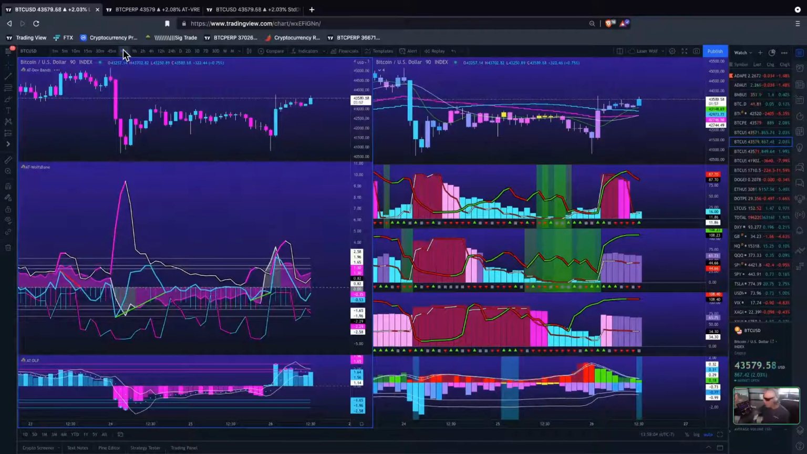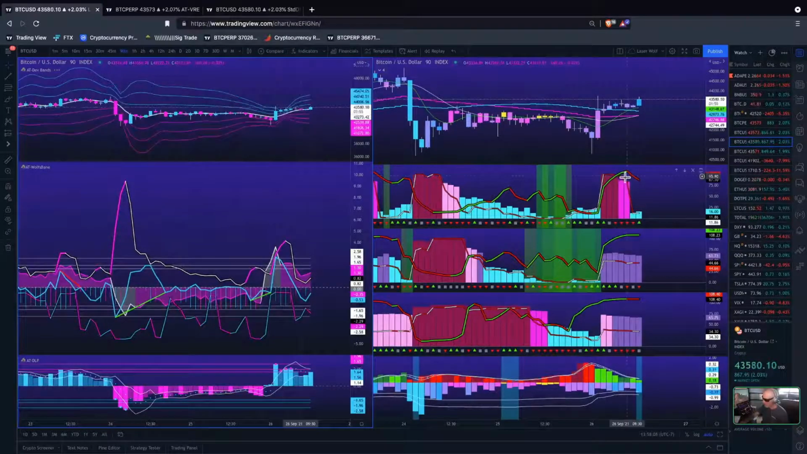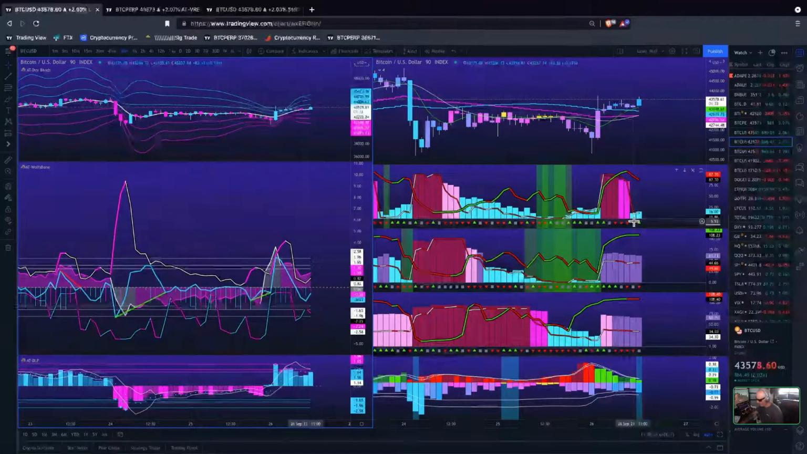When you see volatility drop off like this, it's not a nice, even, slow contraction. It just drops off a cliff, and it doesn't matter which length. When you see that happen, you can expect that there is going to be a move coming in.